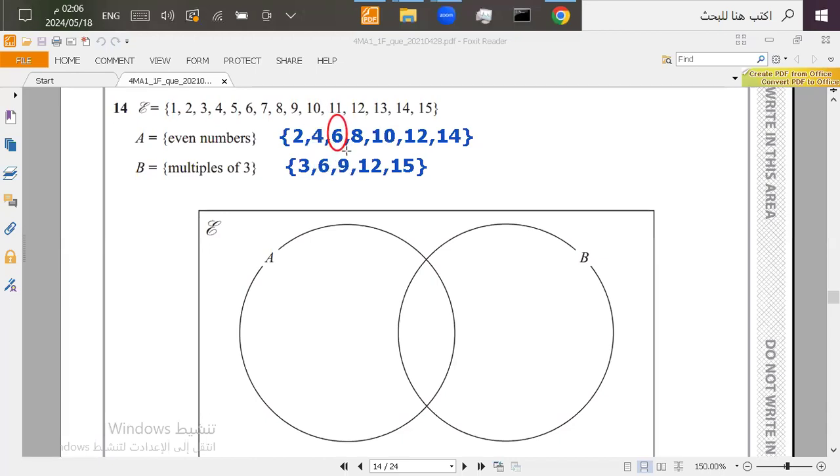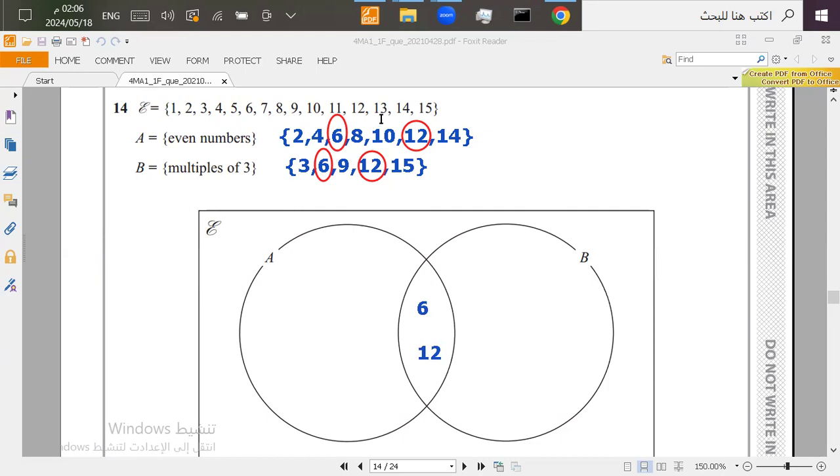The 6 is an even number. At the same time, it's a multiple of 3. Same idea with the 12. It's an even number and a multiple of 3 at the same time. This means that the numbers in common, we're going to put them in the middle. So this one is 6, this one is 12. So the numbers in common, they're going to be in the middle here, okay?